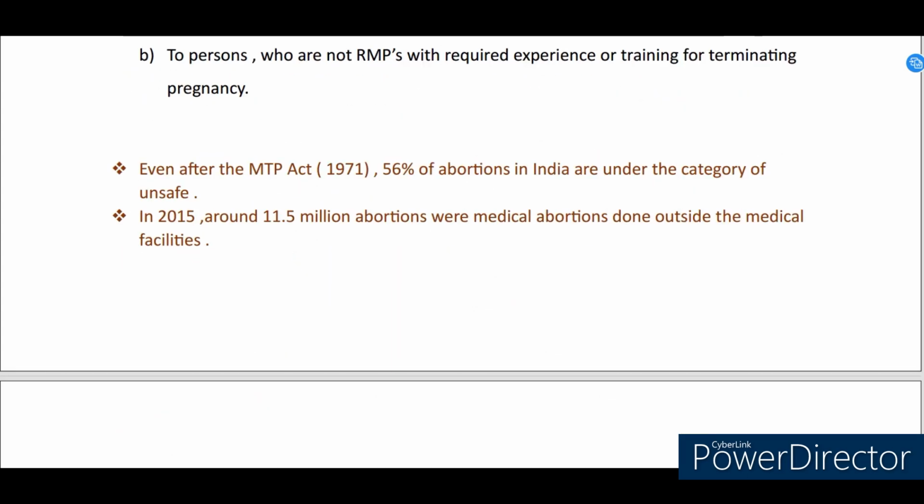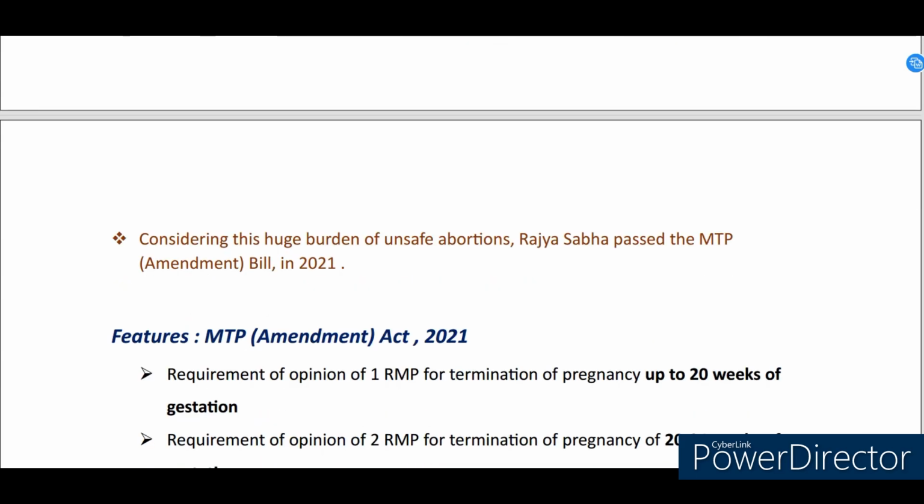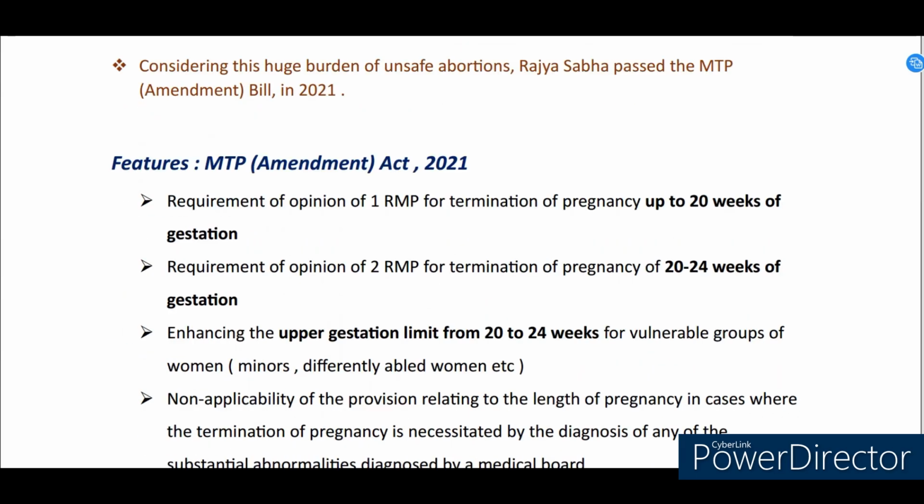Even after the implementation of the MTP Act, 56% of abortions in India are under the category of unsafe. In 2015, around 11.5 million abortions were medical abortions done outside the medical facilities, which are very unsafe. So, considering this huge burden of unsafe abortions, the MTP Amendment Bill in 2021 was passed.